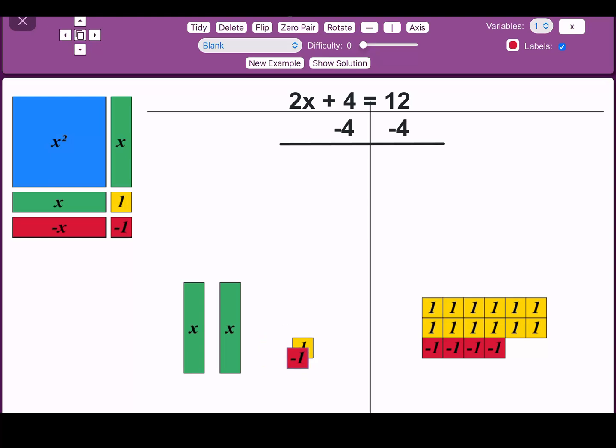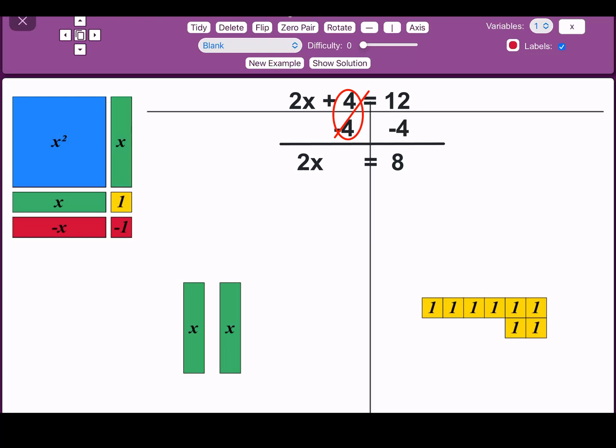So now I can simplify. On the left, the 4 positive unit tiles and the 4 negative unit tiles equal 0, and they're eliminated. On the right, we can also combine the like terms, so we're also going to eliminate any zero pairs that formed on this side. So the 12 unit tiles and the 4 negative unit tiles create 4 zero pairs, and we can eliminate them, and we're only left with the 8 positive unit tiles on the right. Now, algebraically, that's why the 12 minus 4 equals 8.